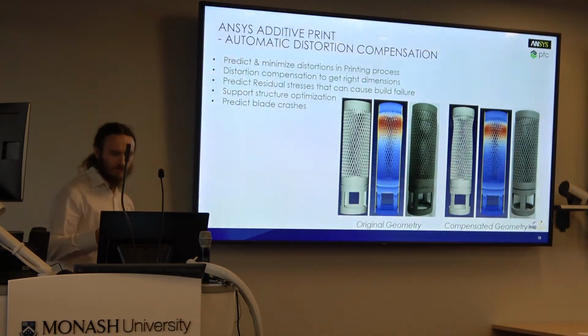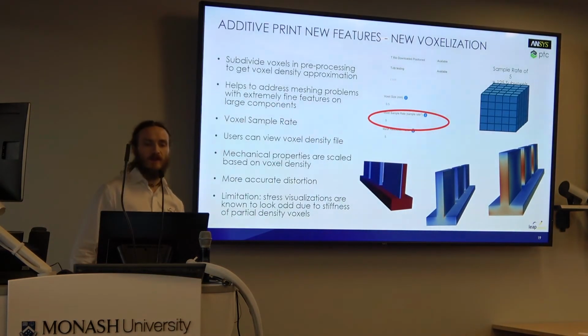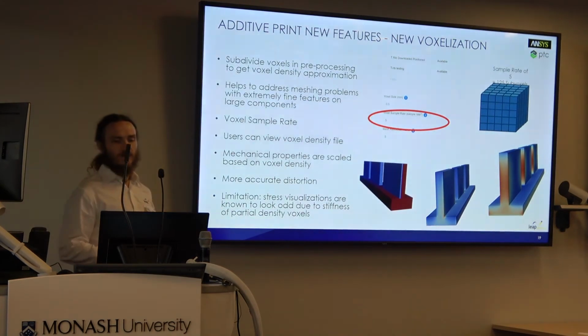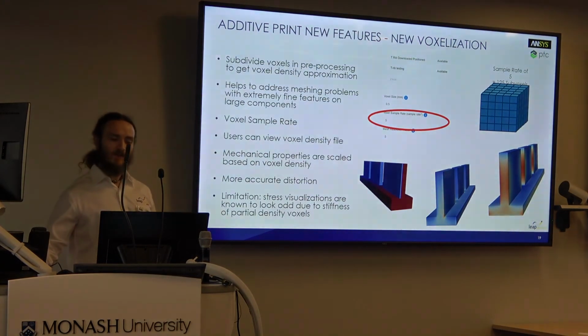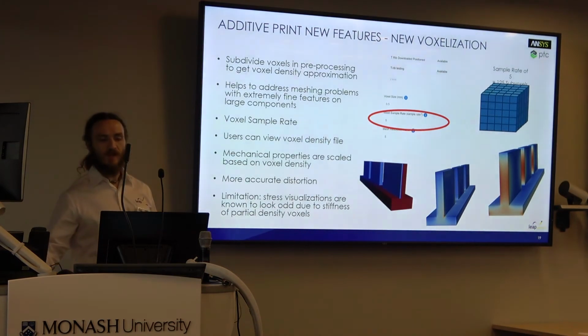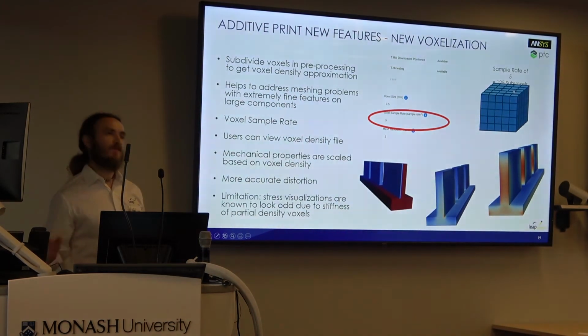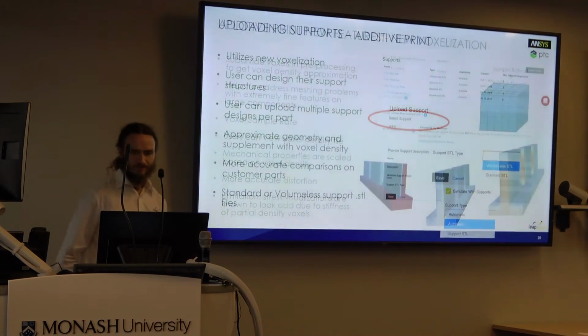Cool. Okay, so there's a couple of updates in R2. One of them is the new voxelization process. This uses a concept called voxels instead of elements, like I was referring to earlier. Where these voxels are too large for small features in your geometry, you can split the voxels into sub-voxels. Here we used a sample rate of 5, and it splits this one large voxel into 125 smaller voxels to better capture smaller features.